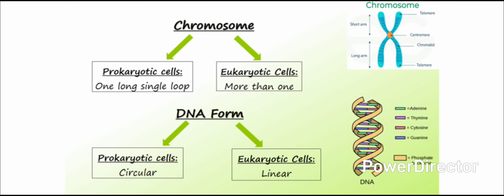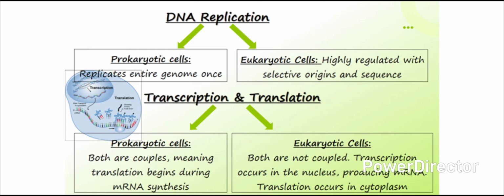cells. DNA form. In prokaryotic cells, it is circular and a single chromosome, whereas in eukaryotic cells, it is linear and multiple chromosomes. DNA replication. In prokaryotic cells, it replicates the entire genome at one time, whereas in eukaryotic cells, it is highly regulated with selective origins and sequences.